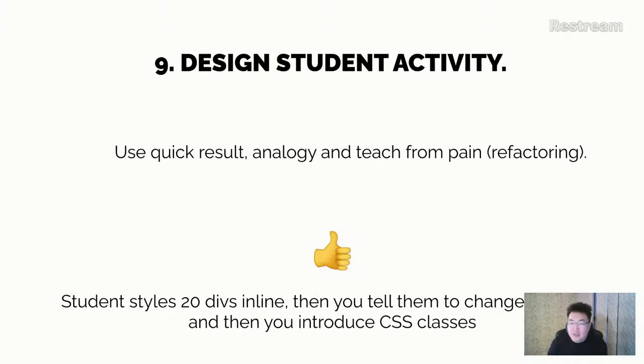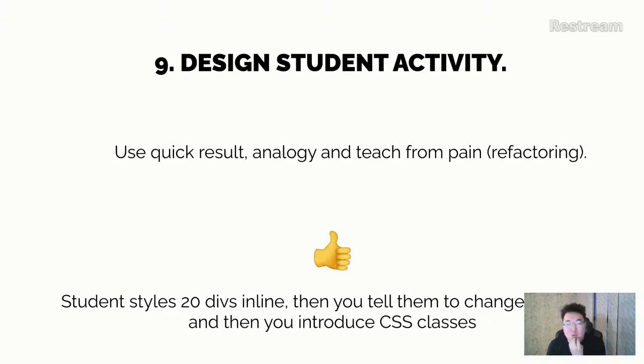And here is what we understand by student activity. It is a very huge topic by itself, so I won't cover it in full, but will drop only 3 tips. These are the 3 most popular tips that we use in our courses: quick result, analogy, and teaching from pain. We call it refactoring also.